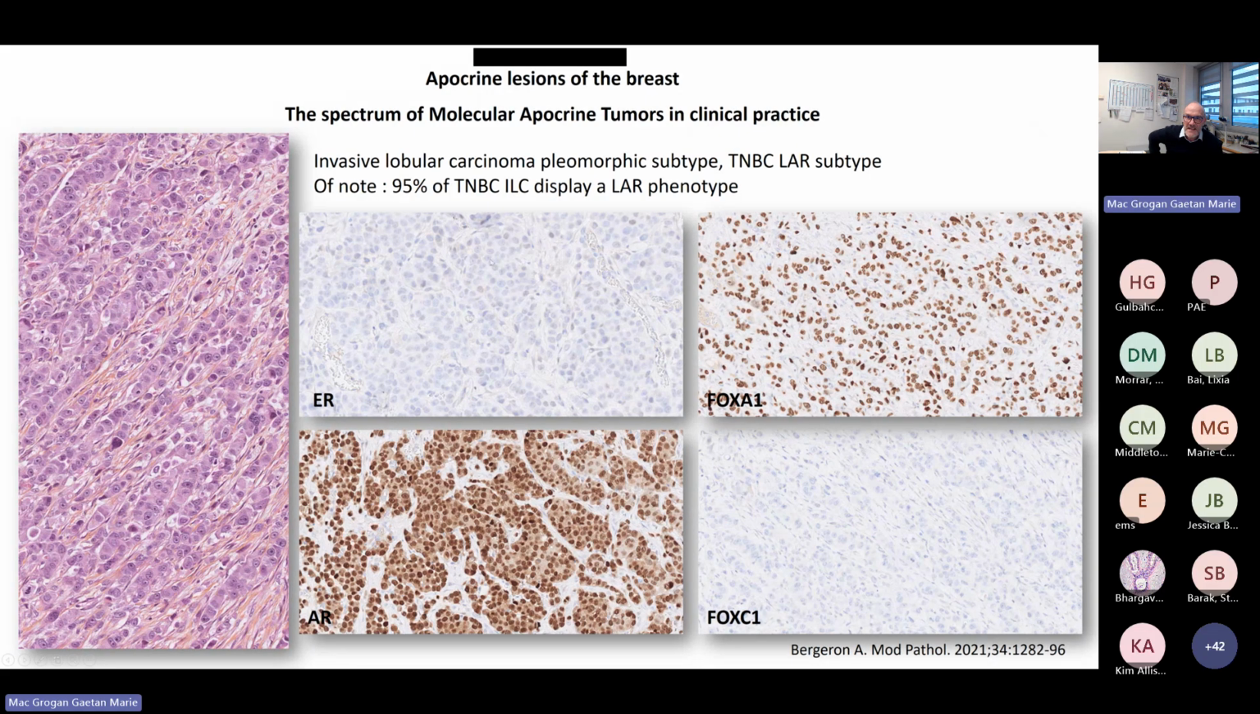Here's an example of an invasive lobular carcinoma, pleomorphic subtype, triple negative, and also of LAR subtype. And of note, 95% of triple-negative invasive lobular carcinomas will display a LAR phenotype. This we found in another study that was published some time ago. And you can see here, pleomorphic invasive lobular tumor that is ER negative, strongly AR positive, FOXA1 positive, and FOXC1 negative. So as you can recall, 13% of LAR tumors show a mutation in the CDH1 gene.